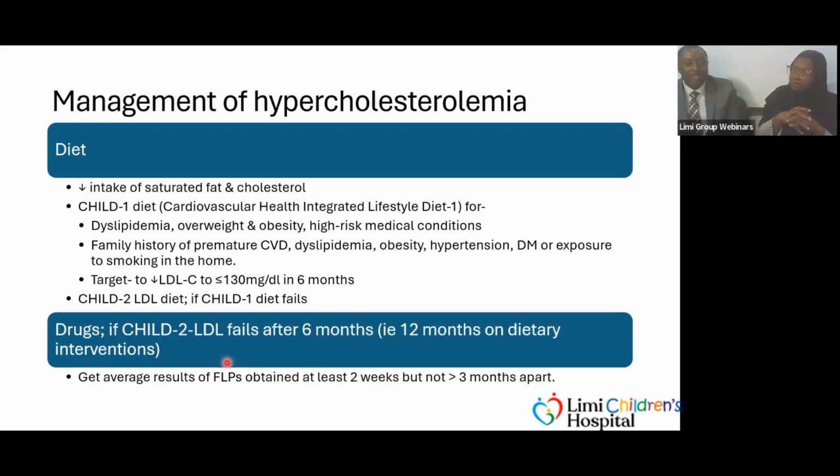Now, in case we've done CHILD 1 and CHILD 2 and it fails, that is to say, dietary intervention has been done for 12 months and has failed, we get the average of 2 fasting lipid profiles, taken at least 2 weeks apart but not more than 3 months apart, as the baseline before drugs can start. We'll look at drugs as we progress.